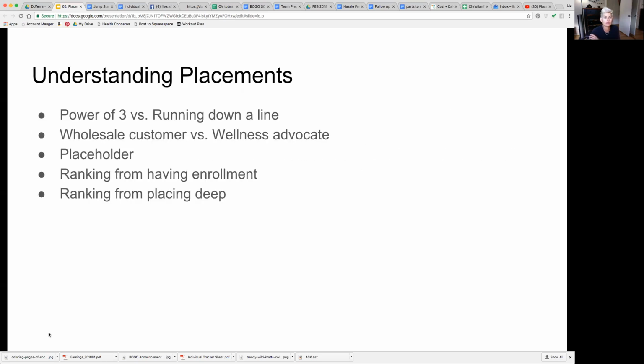All right, so when you're understanding placement, some of the things that you want to think about is power of three, so the compensation plan, going back to getting that $50 power of three, the $250 power of three, and then that $1,500 power of three. When you're placing, it really does help you know where to place people.